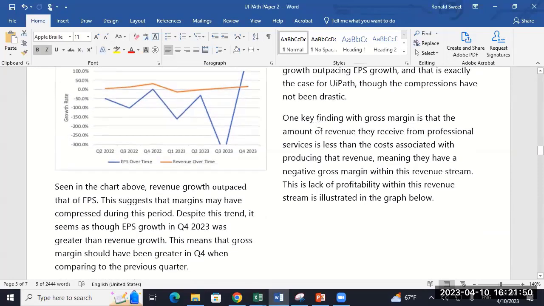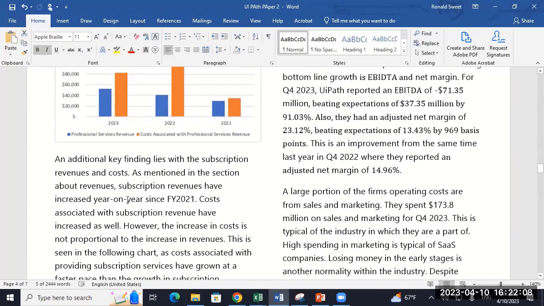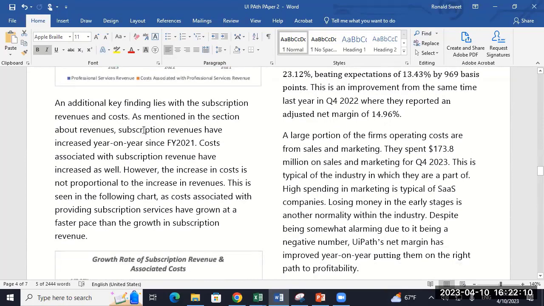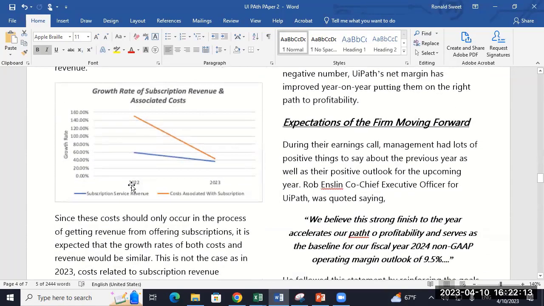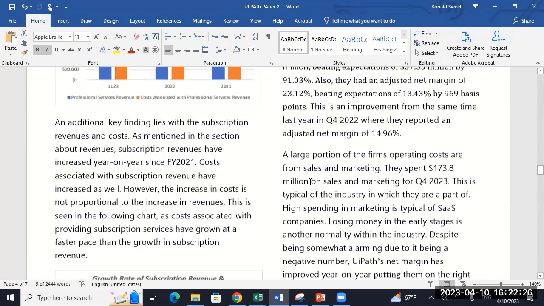One key finding with gross margin is the amount of revenue they receive from professional services is less than the cost associated with producing that revenue, meaning they have a negative gross margin within that revenue stream. This lack of profitability within the revenue stream is a really big graph below. So yeah, all right, so that's interesting. A little more discussion. Since these costs should only occur in the process of getting revenue from offsetting subscription, it is expected that the growth rates of both costs and revenue should be similar. So he's talking about one particular line of business.